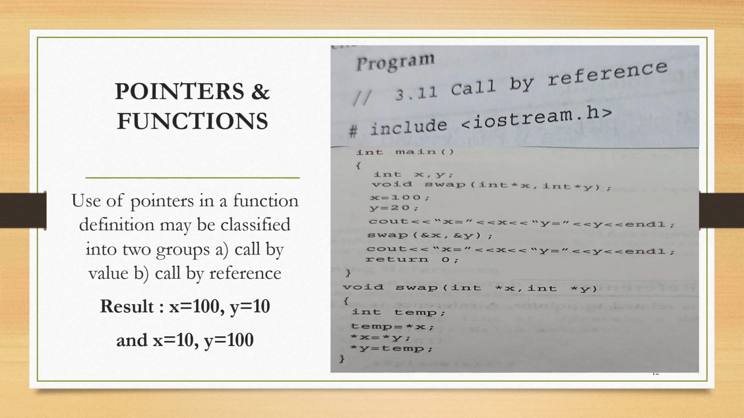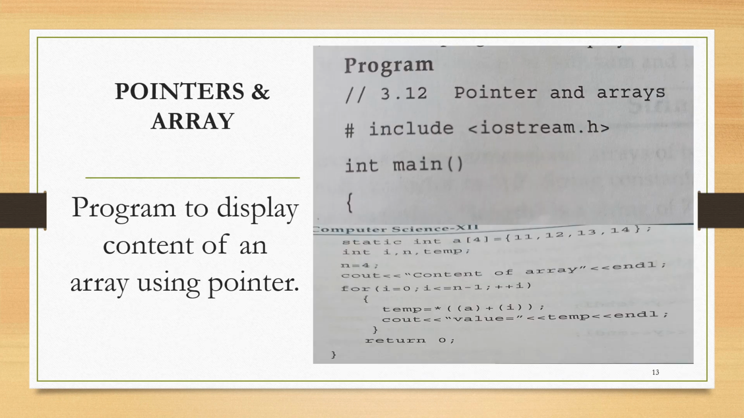Okay, let's see the next one. Pointer and array: a program to display the content of an array using pointer. Earlier we have seen a program where we displayed the content of an array by value. Now we will use the pointer, not the value itself. First, we will create an array. One integer array is defined here, with length 4. The values are 11, 12, 13, 14.